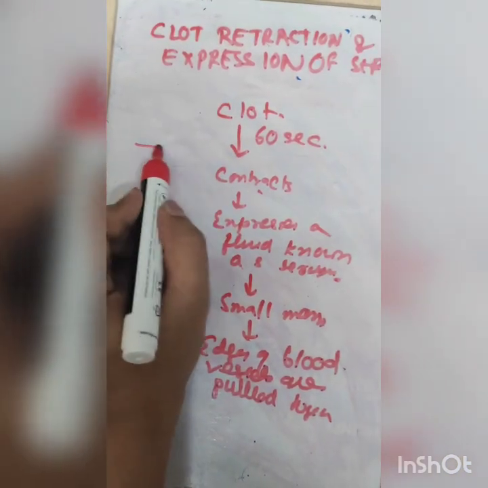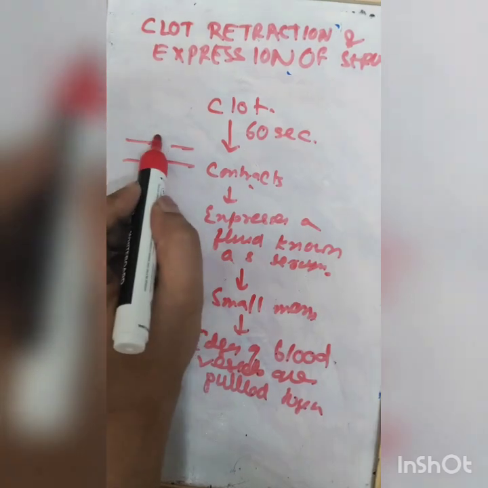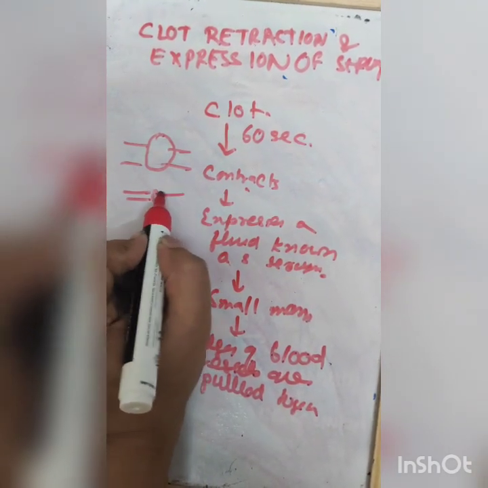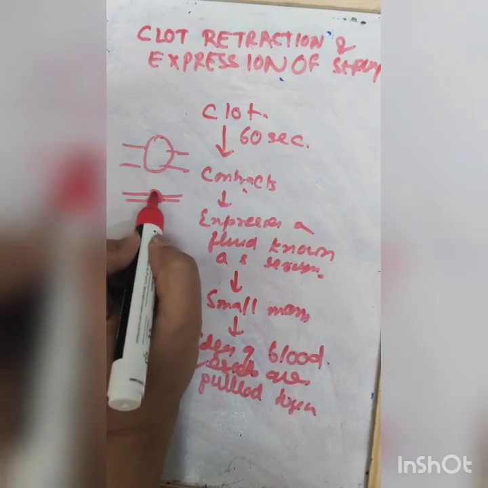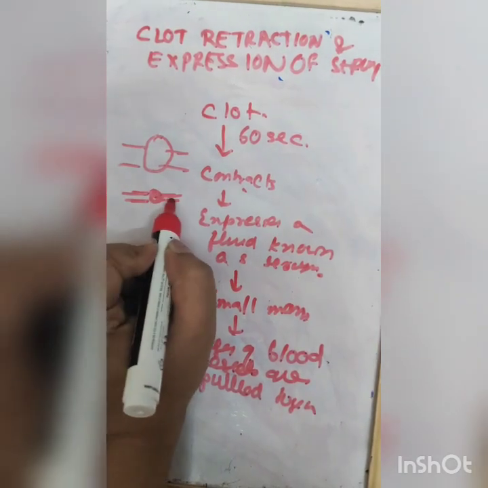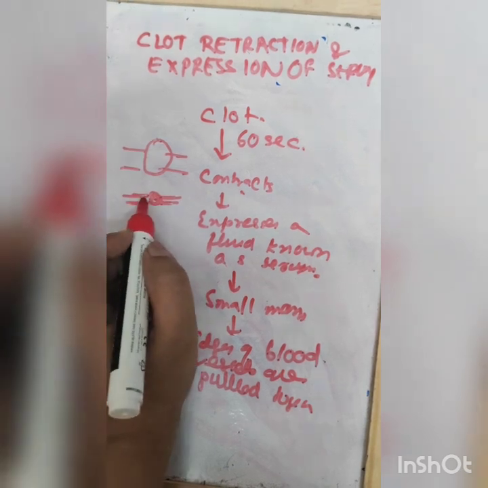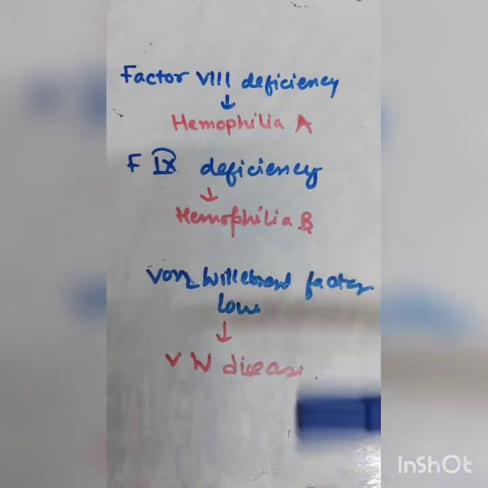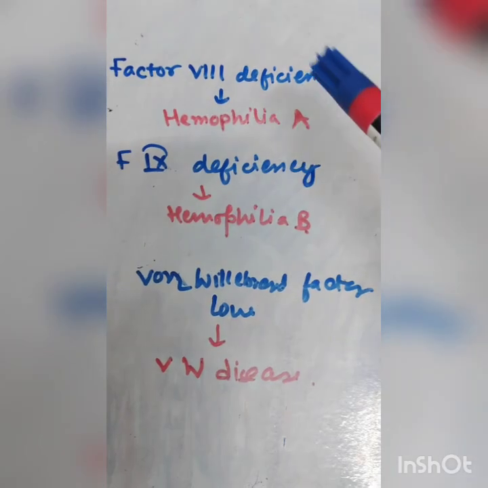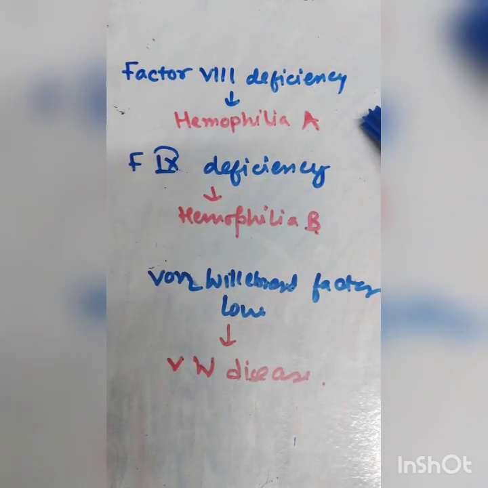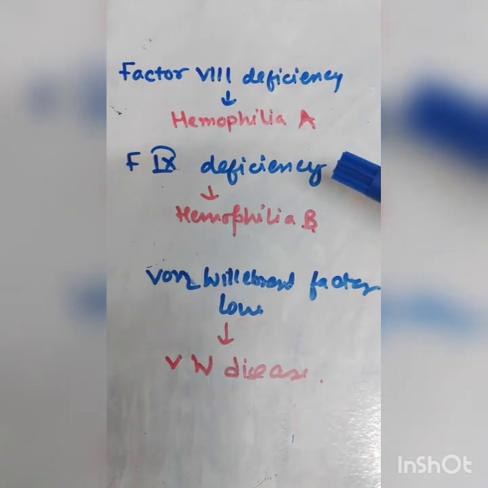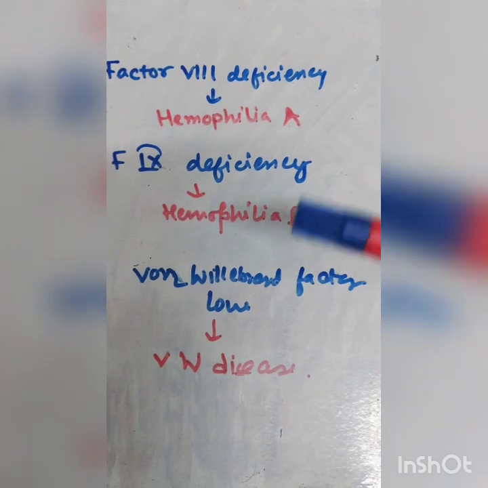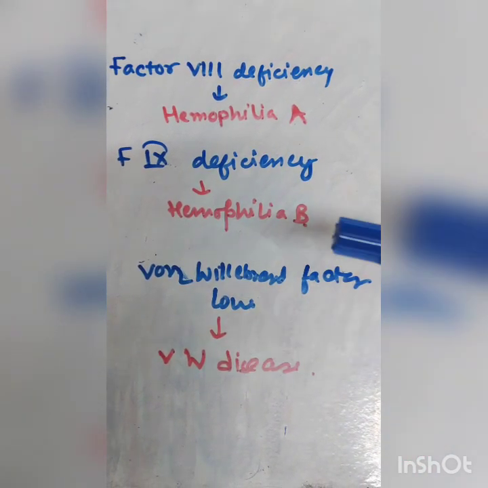Now see, imagine this is the break in the blood vessel. There was formation of this clot. Now this clot becomes small in size. So now that the clot contracts and becomes small in size, it pulls the blood vessels towards each other. Now this is how the blood vessels come in contact and healing takes place. Now some of the clinical applications that you can also mention in your answer is that factor 8 deficiency causes hemophilia A, factor 9 deficiency causes hemophilia B, and when there is a deficit or decrease in von Willebrand factor, it causes von Willebrand disease.